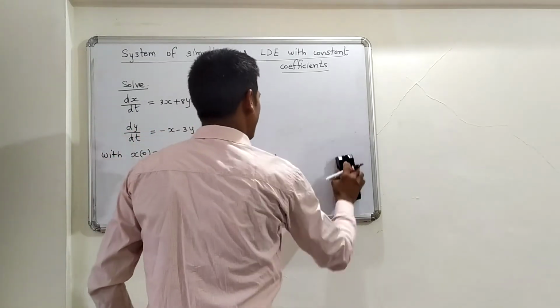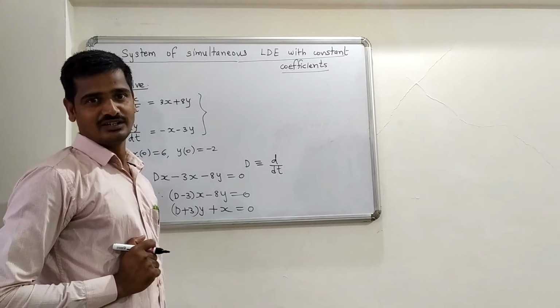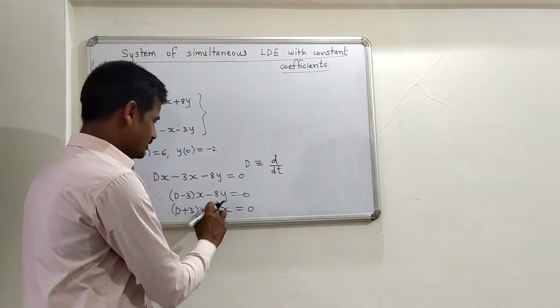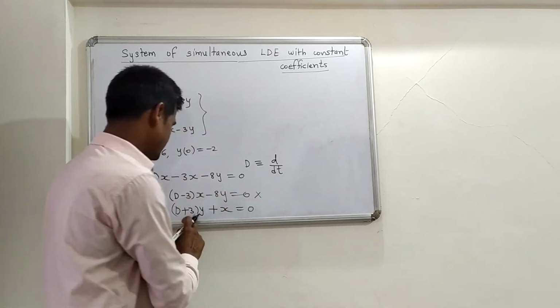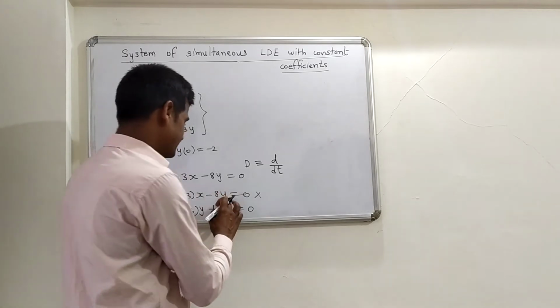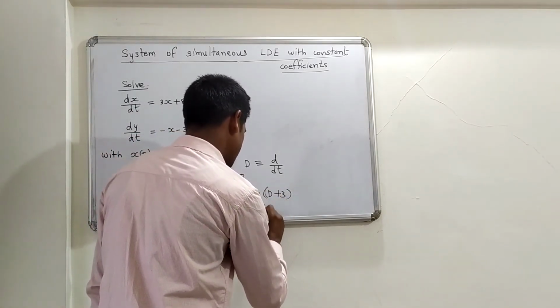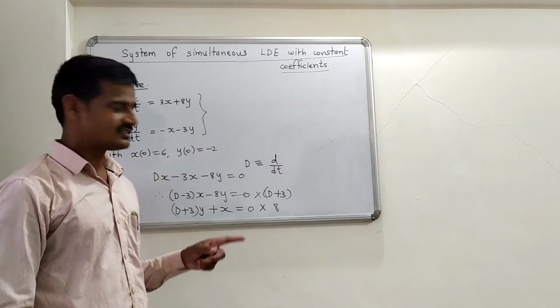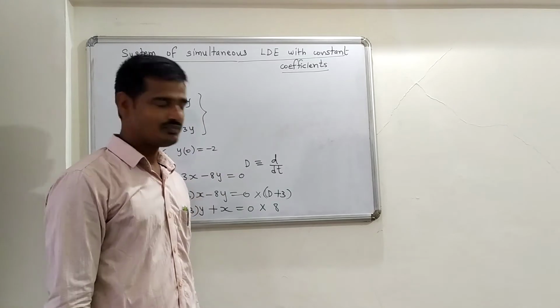Now suppose you want to eliminate y first. So how to eliminate y first? Here what is the coefficient of y? It is minus 8. And here the coefficient of y is D plus 3. So I multiply the first equation by D plus 3 and the second equation by 8. And since the signs are opposite, I will add them later.